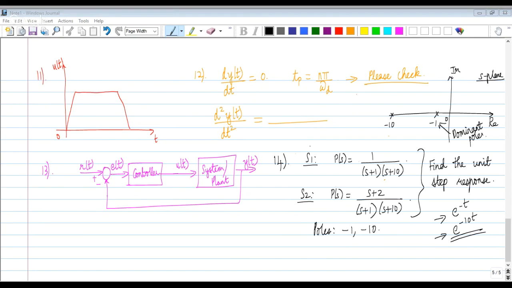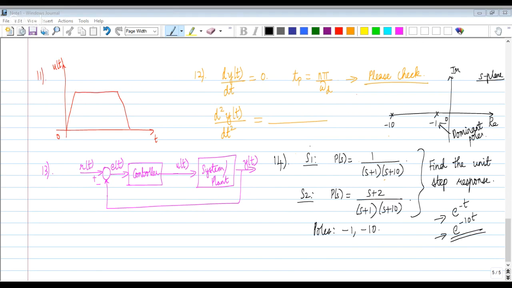Okay, how to conclude dominant and insignificant poles? As we discussed, the dominant poles are essentially the ones closest to the imaginary axis, and the less dominant ones are the ones farther to the left of the imaginary axis. Please remember the dominant poles are the ones closest to the imaginary axis. They dominate the transient response of the system.